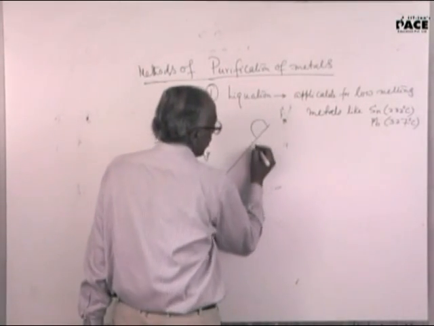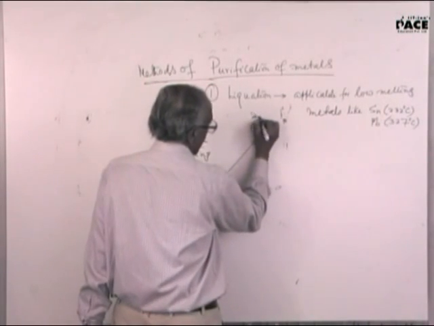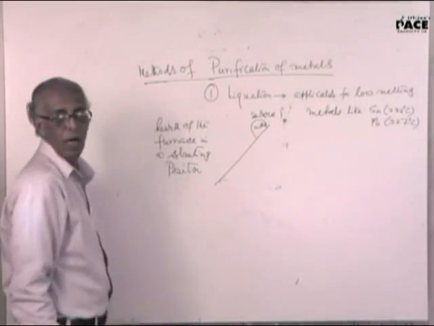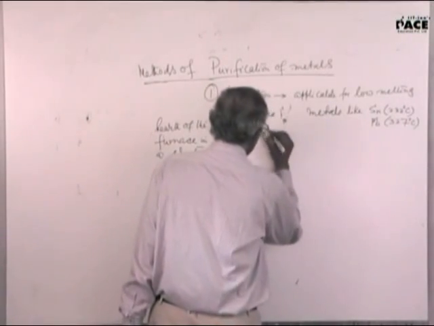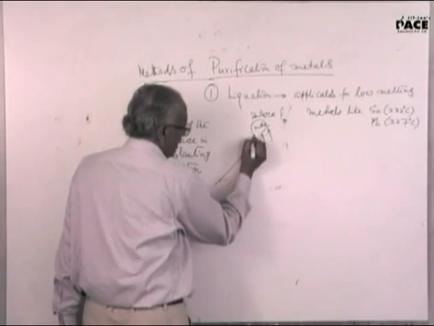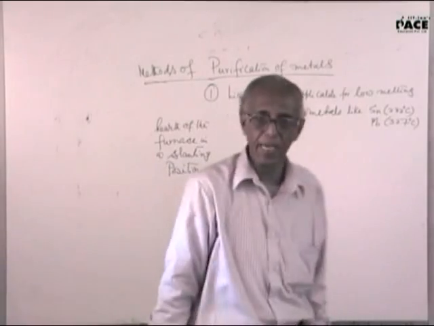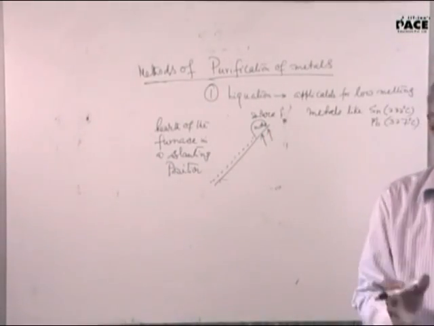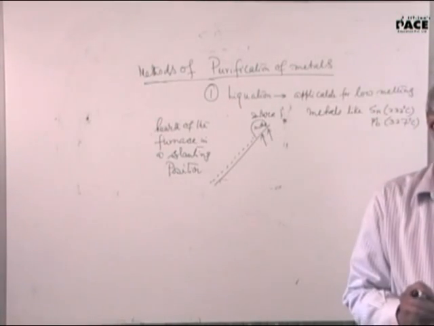Put the impure metal on the top and you heat it from below. The low melting metal will melt and trickle down, leaving the impurities behind. And this method can be applied only for metals which have low melting points.